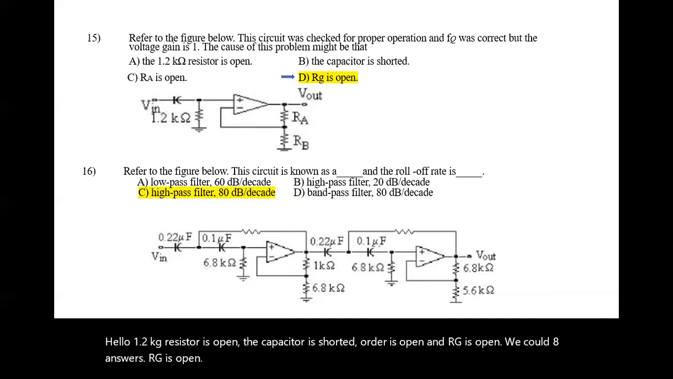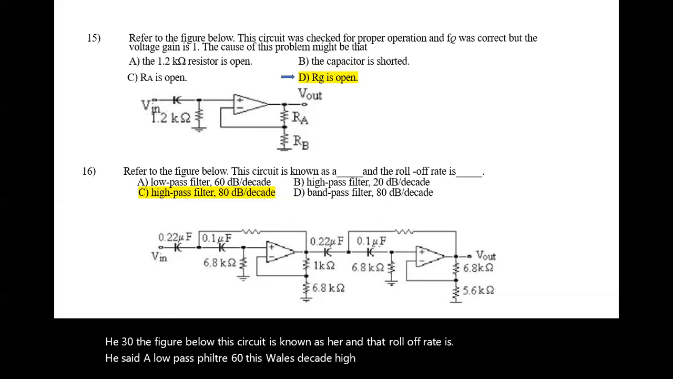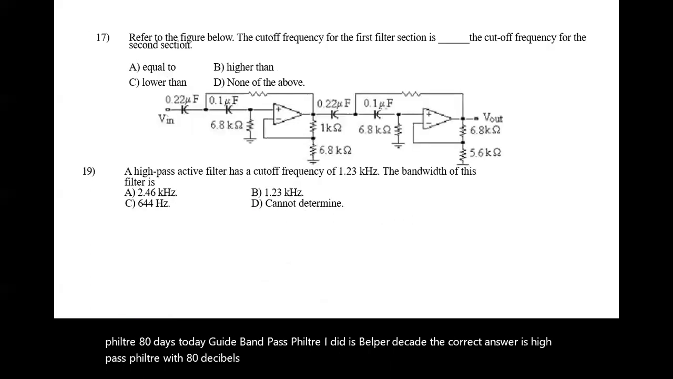Refer to the figure below. This circuit is known as, and the roll-off rate is: a low-pass filter, 60 decibels per decade; a high-pass filter, 20 decibels per decade; a high-pass filter, 80 decibels per decade; a bandpass filter, 80 decibels per decade. The correct answer is high-pass filter with 80 decibels per decade.